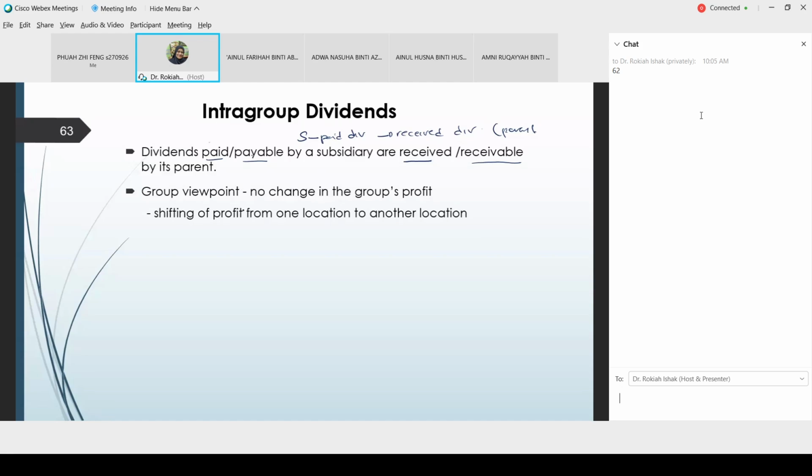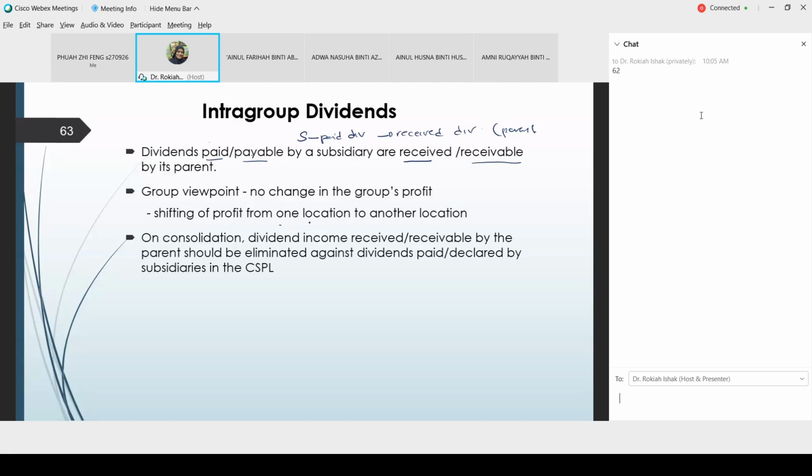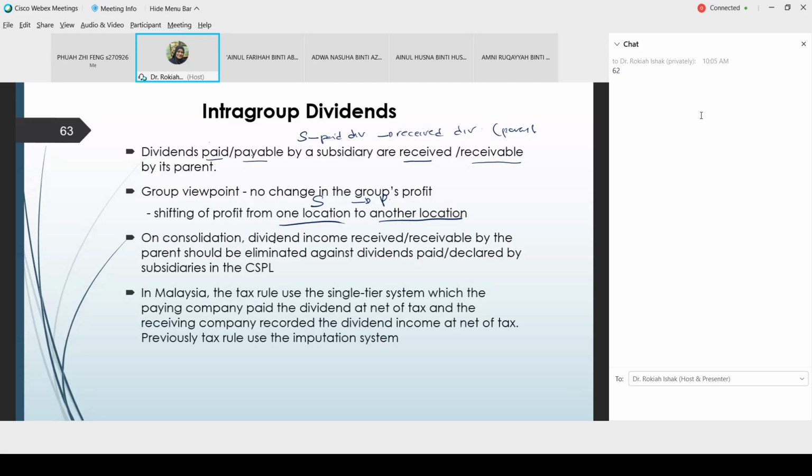So from the group viewpoint, there is no change in the group profit. It is just a shifting of profit from one location to another, meaning you transfer from the subsidiary to the parent. So it does not affect the group profit.